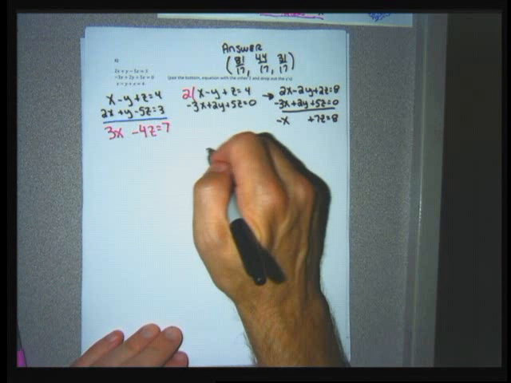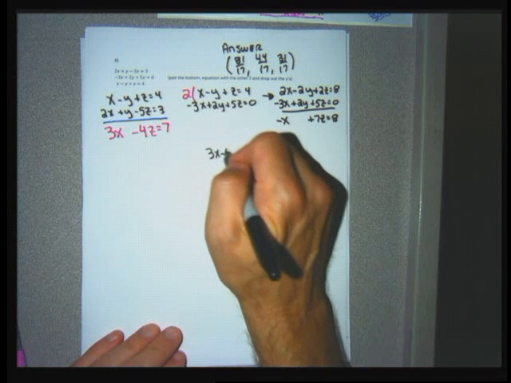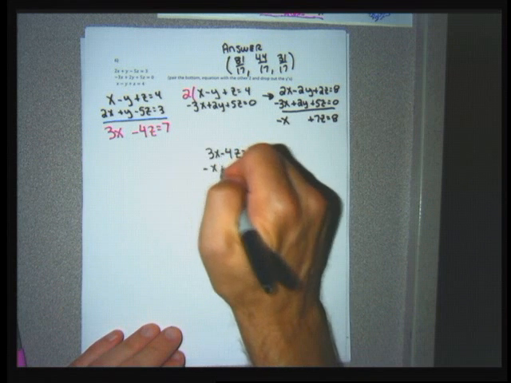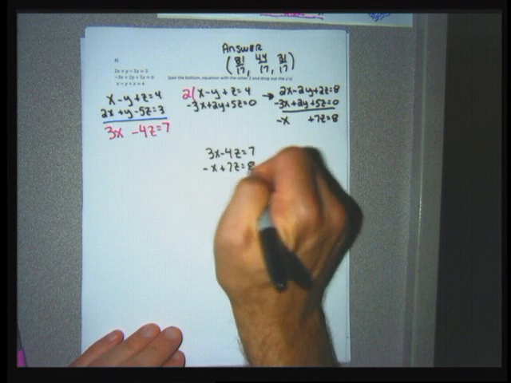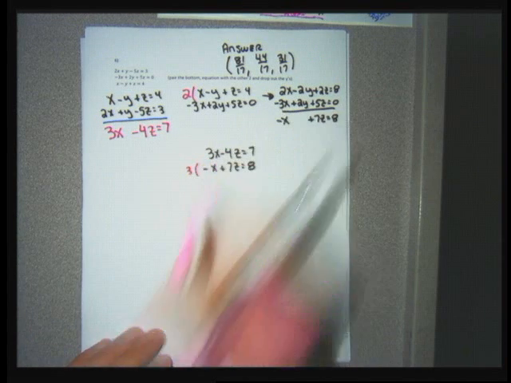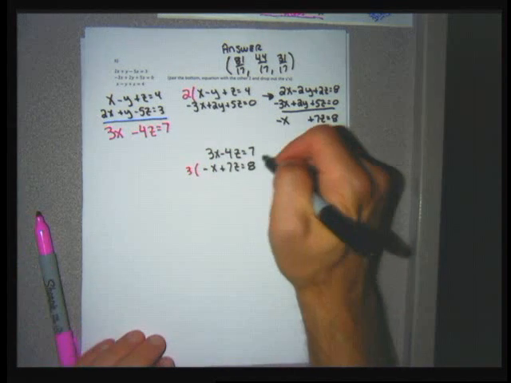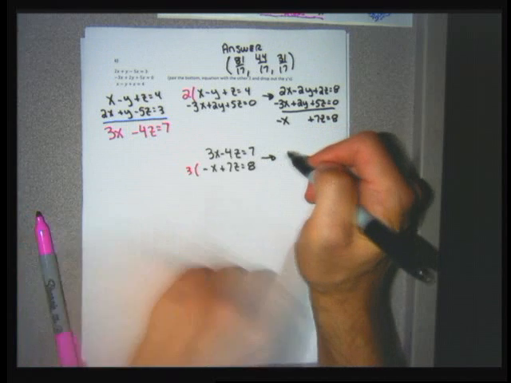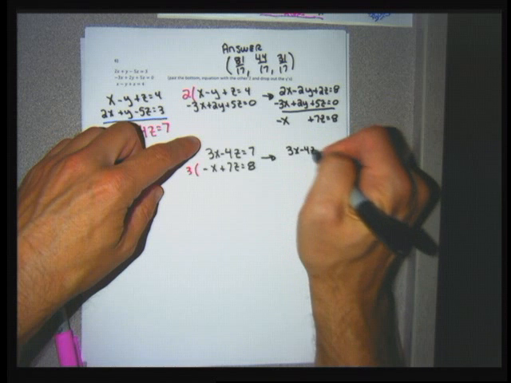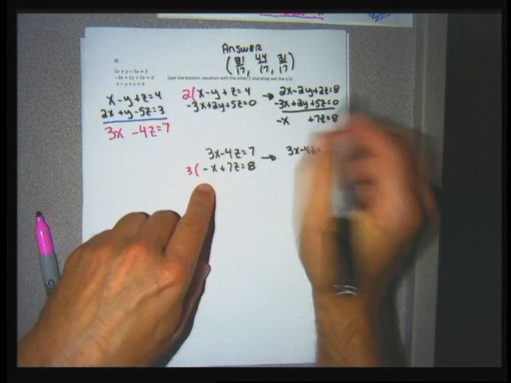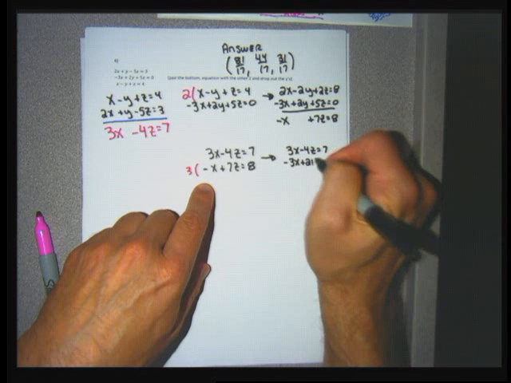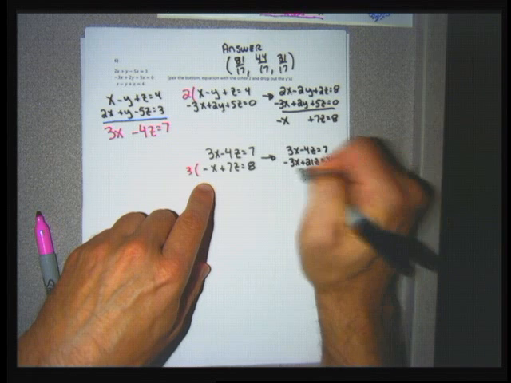So I'm going to stack these two equations on top of each other. I'm going to put the 3x minus 4z equal to 7 on top of the minus x plus 7z equals 8. And I'm going to solve these using elimination. The first thing I'm going to do is drop out the x's. I'll leave the top row 3x minus 4z equal to 7. Multiply the bottom by 3 and get negative 3x plus 21z equals 24.